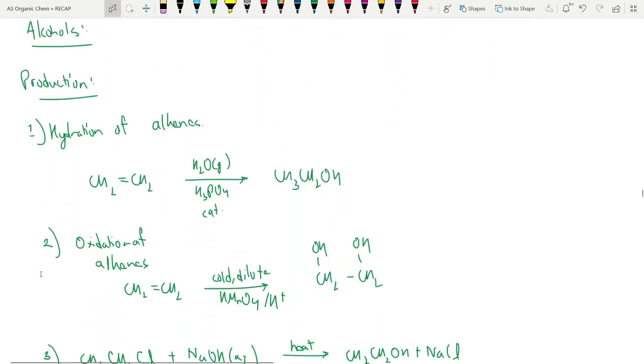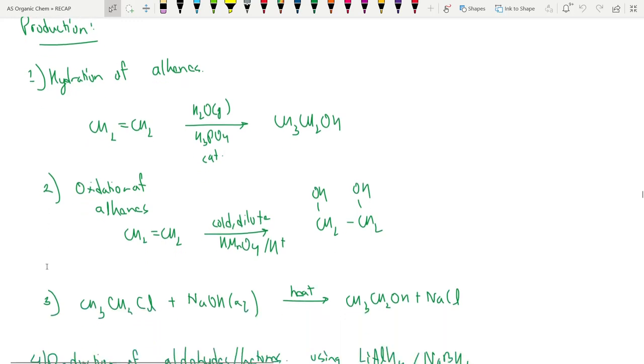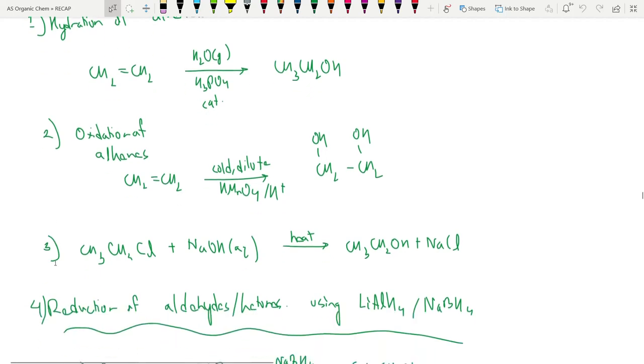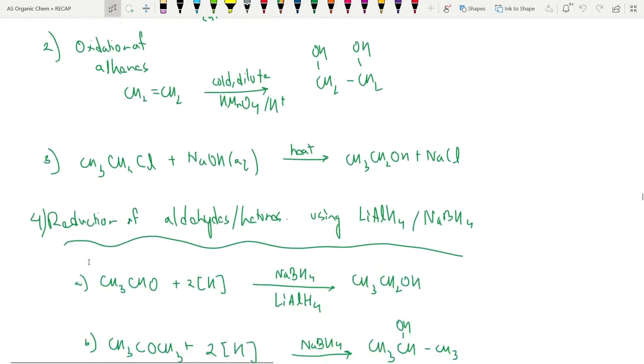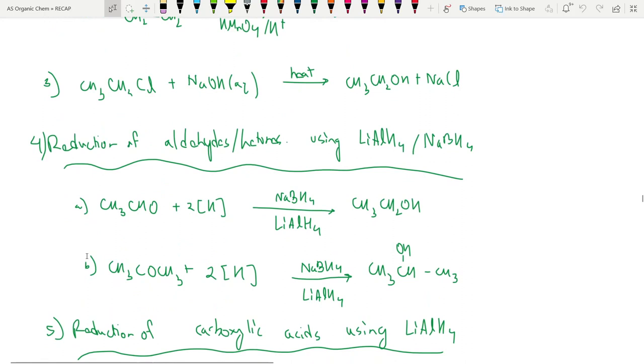Moving on to alcohols, we can produce alcohols by hydration of alkenes, steam plus H3PO4 catalyst, oxidation of alkenes using cold dilute KMnO4, right, diols, hydrolysis of halogenoalkanes using NaOH aqueous plus heat. Okay, and also we can reduce aldehydes and ketones using both LiAlH4 and NaBH4. Both work, although LiAlH4 is much stronger. These are the reduction equations using nascent hydrogen. Okay, so you can use this nascent hydrogen to show these.